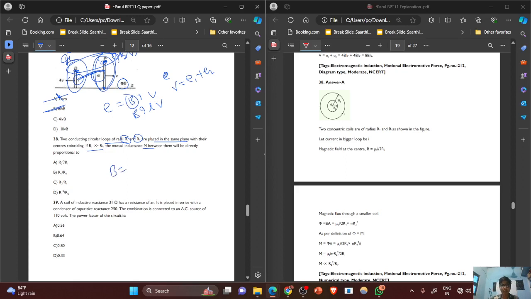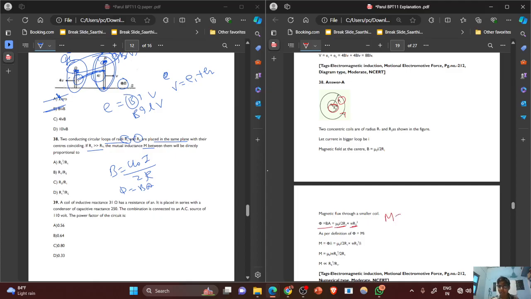You know the magnetic field of a coil is mu naught I by 2R, and phi is equal to BA. From the solution, as you can see, the outer coil has radius R1 and the inner one has radius R2. Outside there is a current, so the magnetic flux is BA, where B is the magnetic field.